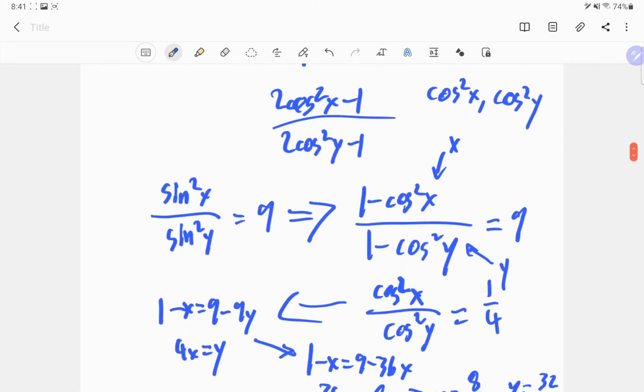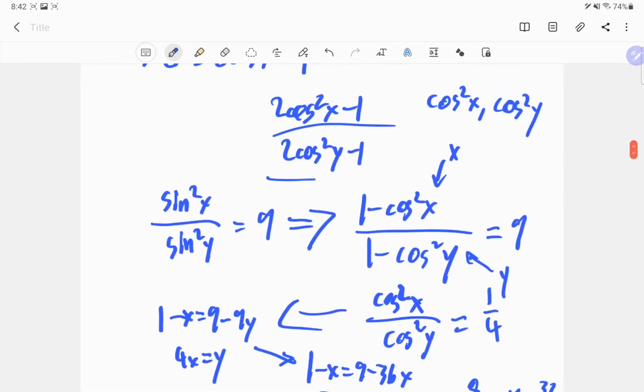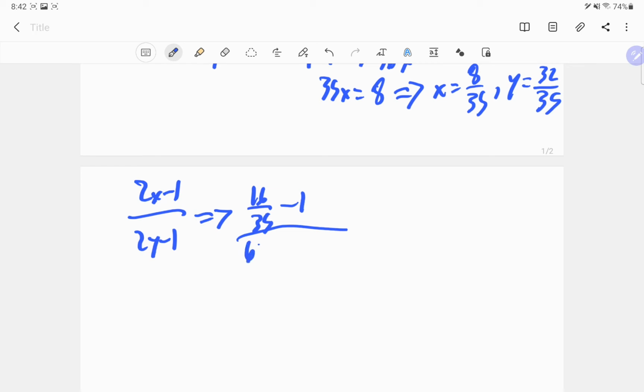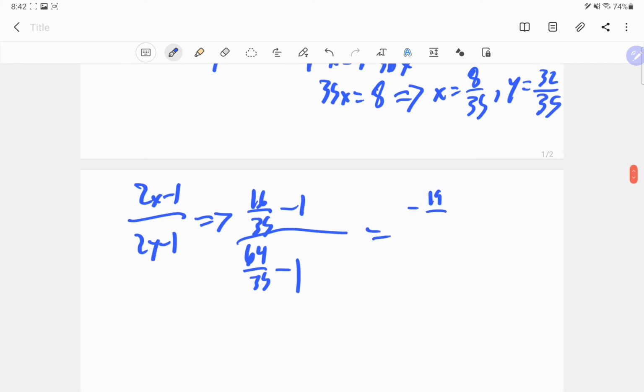So now we can plug in these values for this term up here. This would be 2x minus 1 divided by 2y minus 1. So this would be equal to 16/35 minus 1 divided by 64/35 minus 1. So this would be equal to negative 19/35 divided by 29/35. Crossing these out, we get negative 19/29.